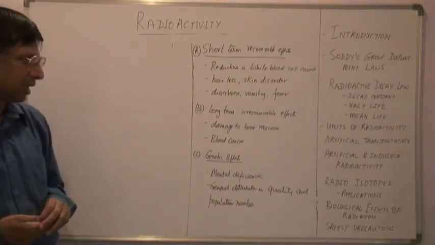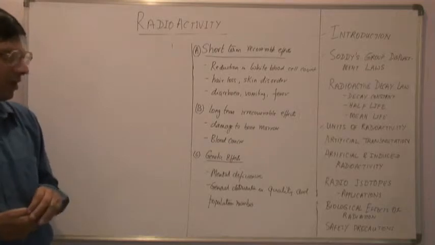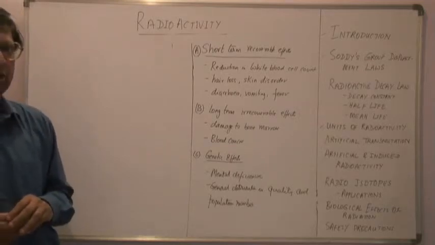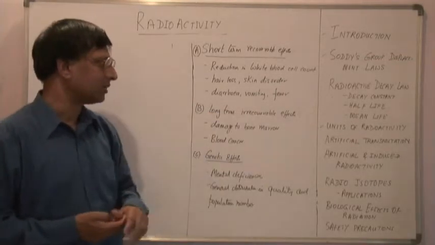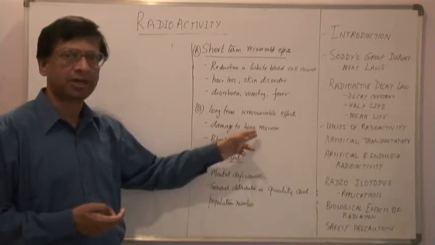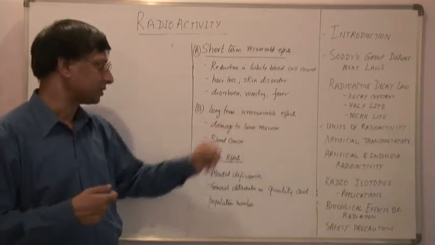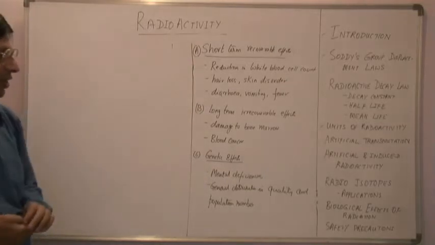It's also known that one can contract cataract of the eye when one is exposed to radiation for a longer duration of time. So these are a couple of examples of long-term irrecoverable effects. When I say irrecoverable, that means these are permanent in nature. You can't recover from this. So that's short-term and long-term, and finally we look at genetic effects.